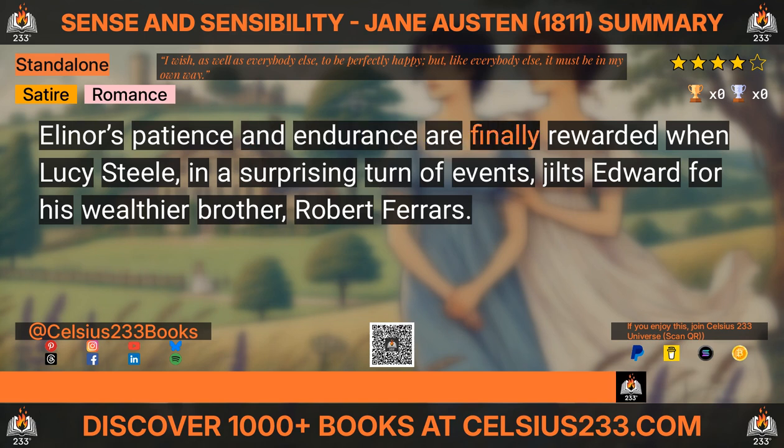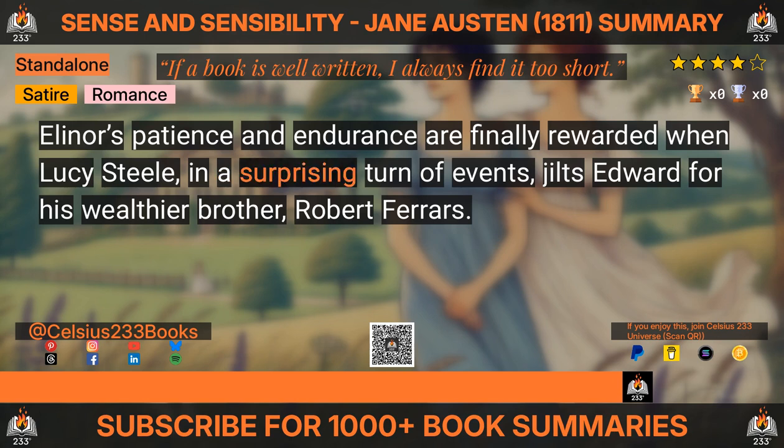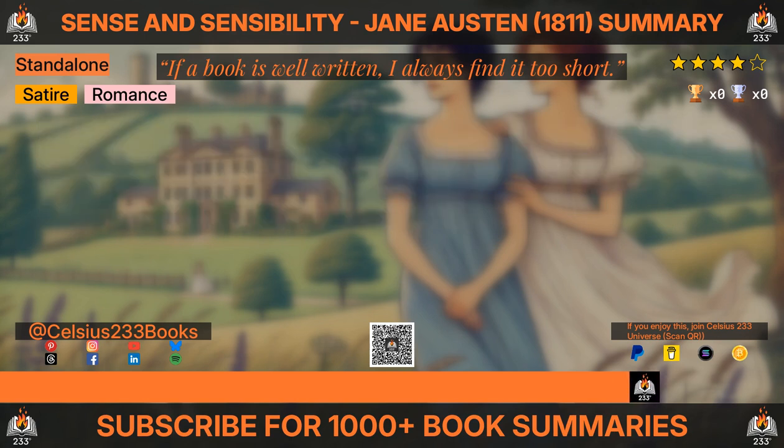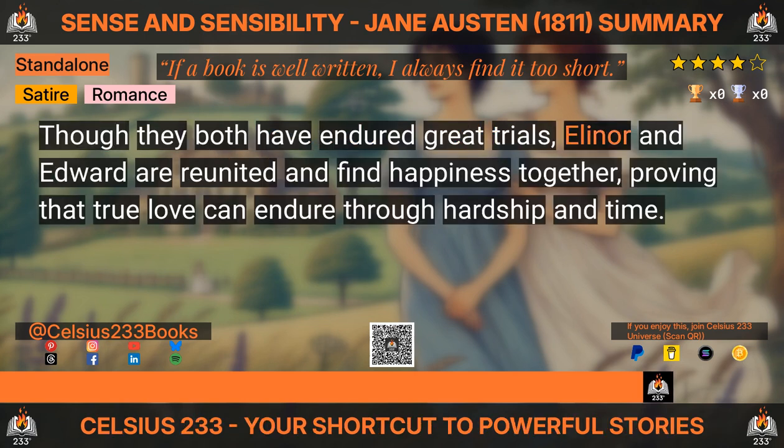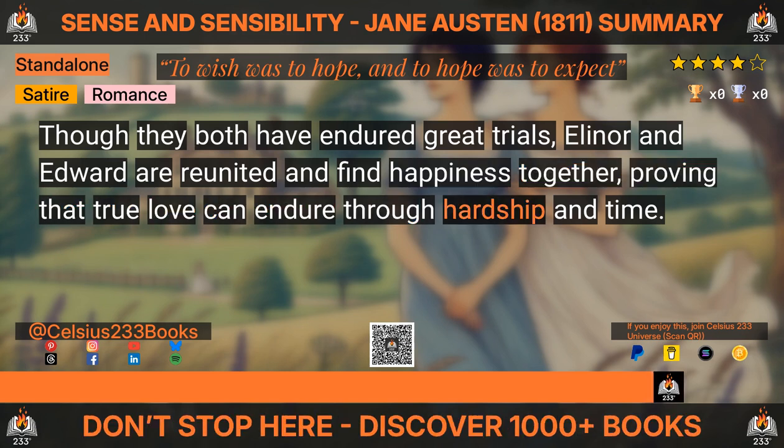Elinor's patience and endurance are finally rewarded when Lucy Steele, in a surprising turn of events, jilts Edward for his wealthier brother, Robert Ferrars. With his engagement to Lucy broken, Edward is free to declare his love for Elinor. Though they both have endured great trials, Elinor and Edward are reunited and find happiness together, proving that true love can endure through hardship and time.